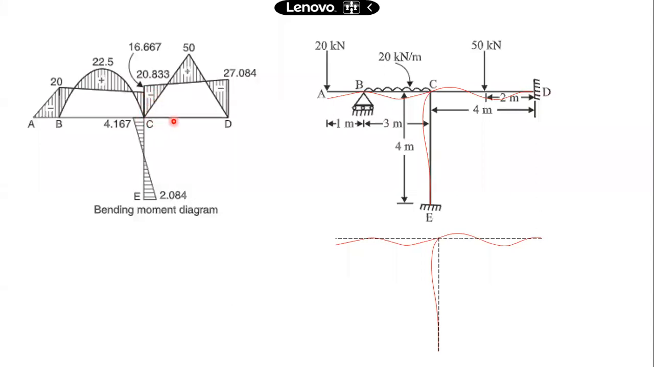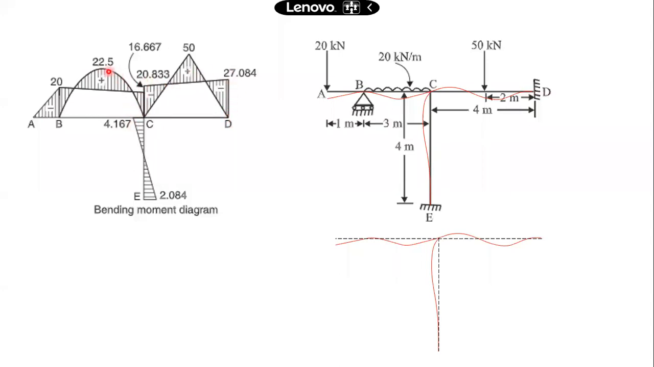And MCD was coming out to be 20.833. So this is the ordinate for MCD, this longer ordinate is for moment MCD. And at D, it is 27.084. Accordingly, the ordinates have been plotted here. Now just connect the tips of these ordinates by a straight line, and that will give you the moment at the joints.